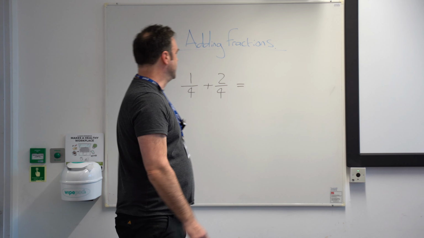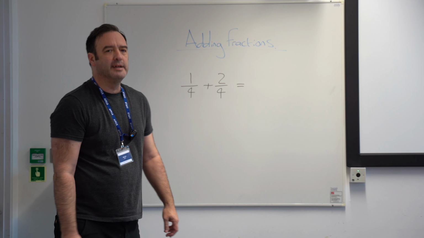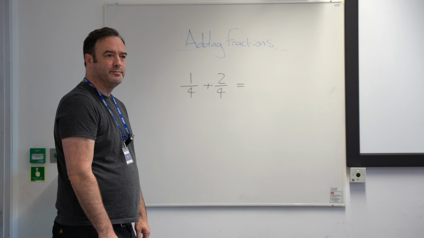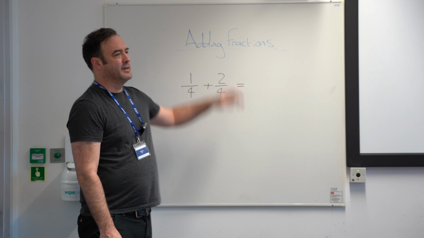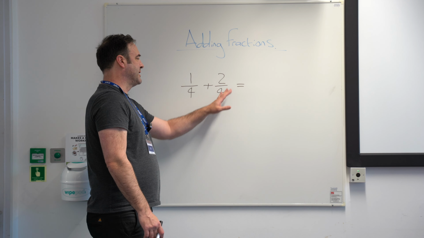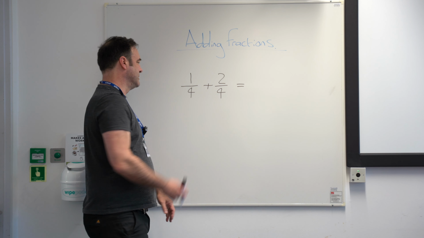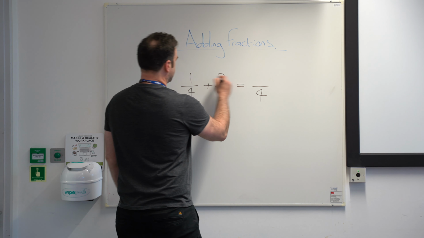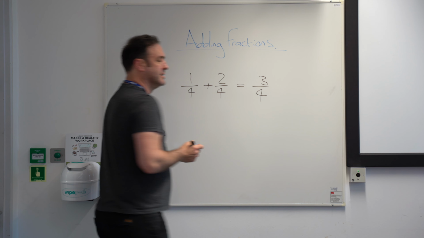Today what I'm going to talk about is quite a big stumbling block for a lot of kids early in their maths journey, adding fractions. Now usually kids at school start by adding two fractions with the same bottom number. So you keep the bottom the same, and you just add the two top ones. So that would be 3/4.